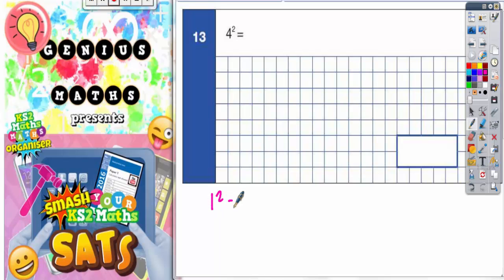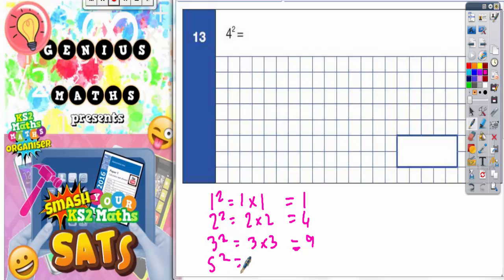1 squared means 1 times 1, which is 1. 2 squared, which means 2 times 2, which is 4. 3 squared is 3 times 3, which is 9. 4 squared we'll come back to. Let's do a few more first.